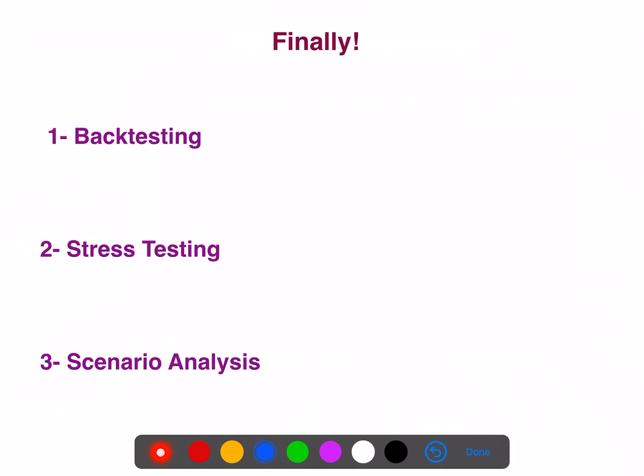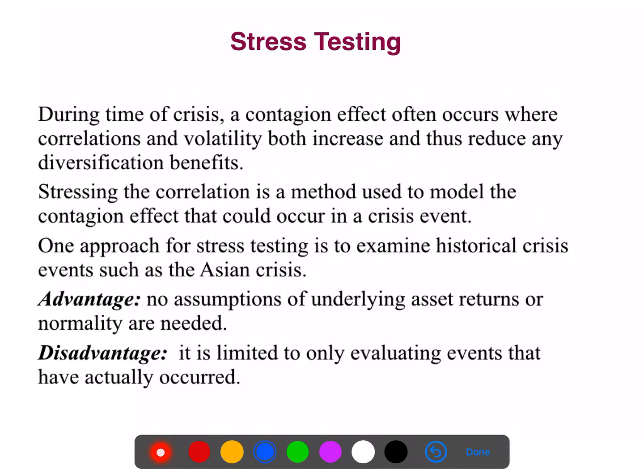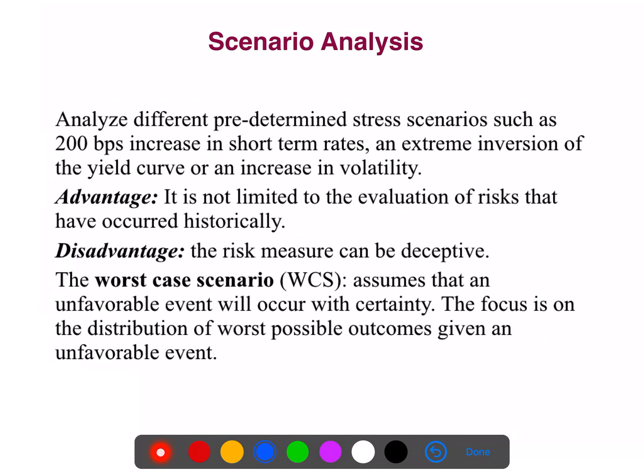And finally, you need to do some backtesting as you do in algorithmic trading, in portfolio optimization, portfolio selection, and stress testing, and after that, scenario analysis. So backtesting, as you see, is a process of comparing losses predicted by the value at risk model to those actually experienced over the sampling testing period. For example, what happens if you have corona, and stress testing during times of crisis, financial crisis, and finally scenario analysis.